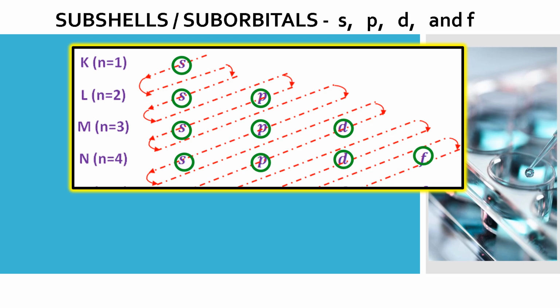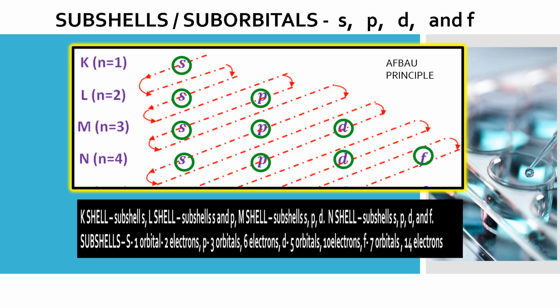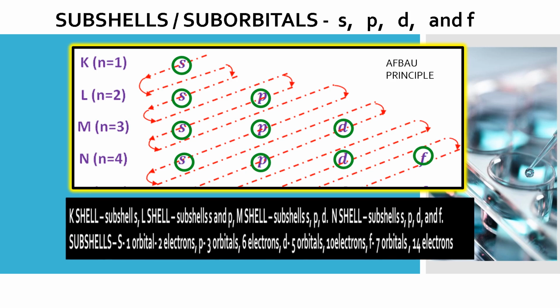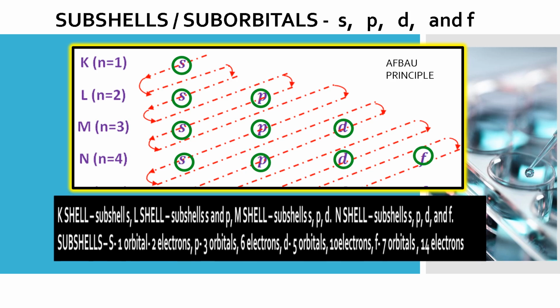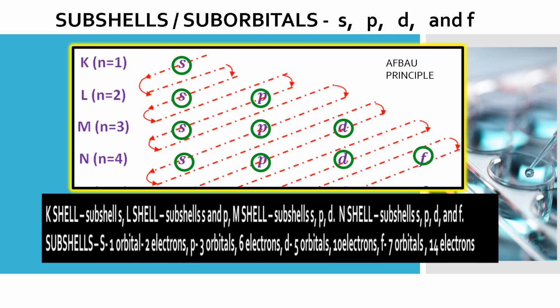The S subshell can accommodate 2 electrons. The P subshell can accommodate 6 electrons. D subshell can accommodate 10 electrons, and F subshell can accommodate 14 electrons. So that is how we arrived at the 2n squared formula. As K has only S subshell, it can accommodate only 2 electrons. As L has an S and a P, 2 plus 6, that becomes 8. M has an S, P and D, that is 2 plus 6 plus 10, that is 18.